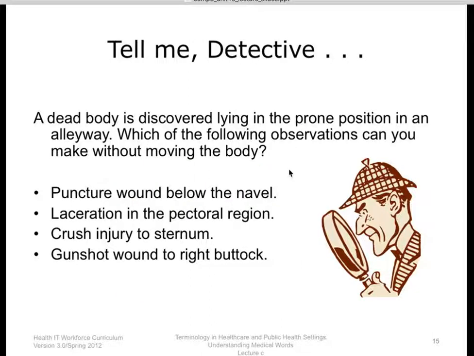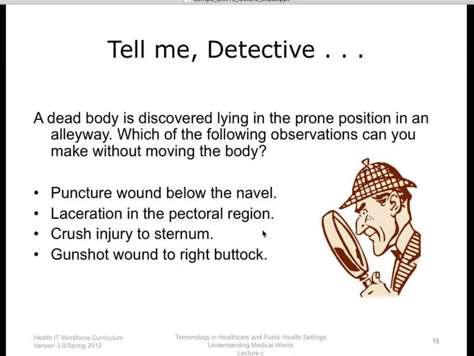So here's a little quiz. A dead body is discovered laying in the prone position in an alleyway. Which of the following observations can you make without moving the body? Could you tell that there's a puncture wound below the navel? Could you tell that there was a laceration in the pectoral region? Could you tell if there was a crush injury to the sternum or a gunshot wound to the right buttock? In the prone position, which of those could you tell?